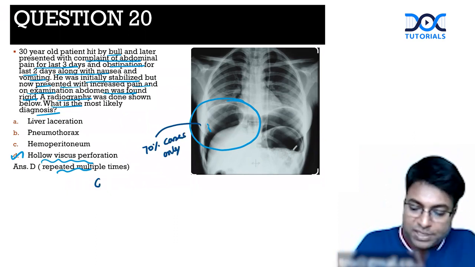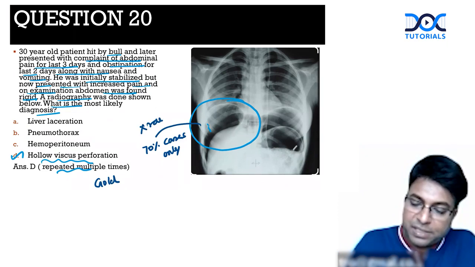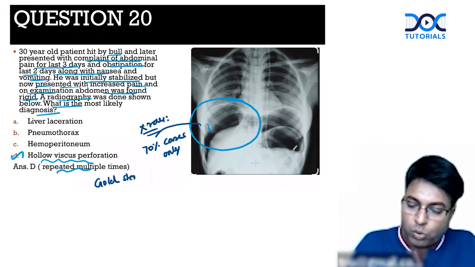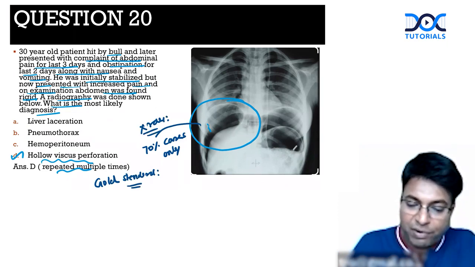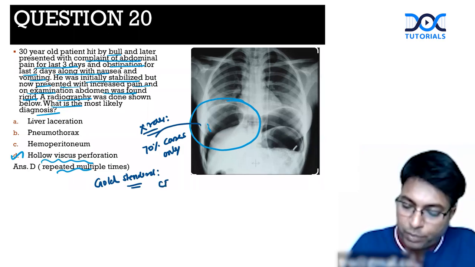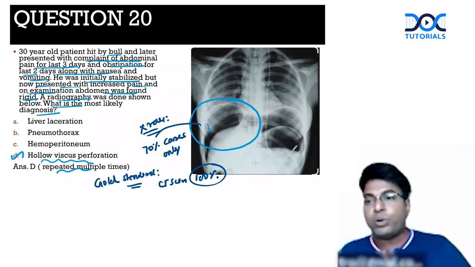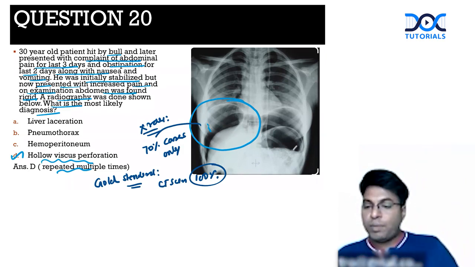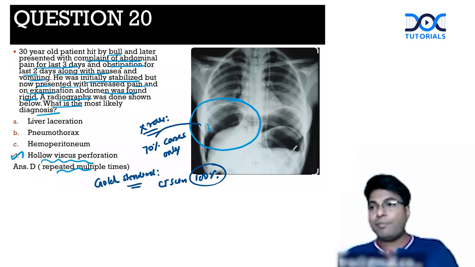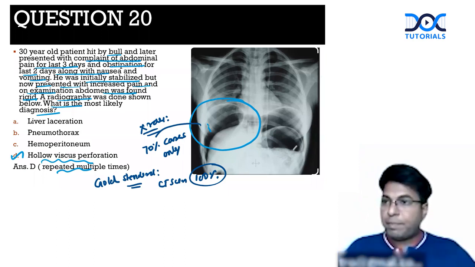Therefore, what is the gold standard? In X-ray, only 70% you can diagnose the air under diaphragm. So what is the gold standard to diagnose it? Answer is CT scan. Very good. CT scan is 100% sensitive. So if you have a doubt related to perforation, you must go for a CT scan. So please ask me then and there any doubt you have, because the major part of this session is to clear your doubts only.